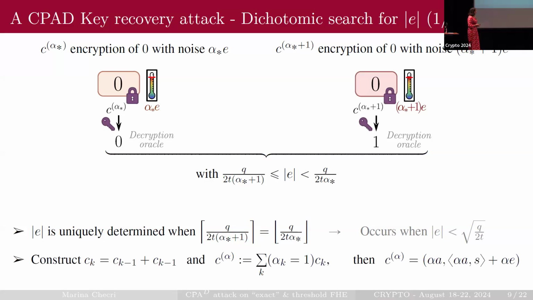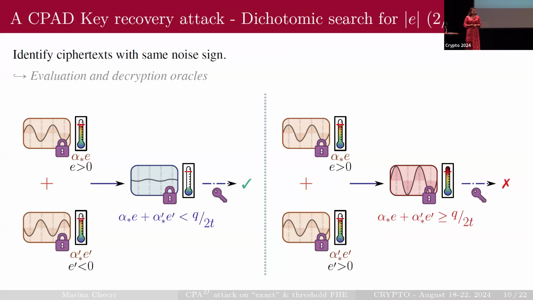Well, do you recall the Ck ciphertext from previously with noise 2 to the power of k E? We can simply sum the Ck ciphertext provided that 2 to the power of k appears in the binary decomposition of alpha, and then determine alpha star with a dichotomic search. Are we done? Well, almost. We just got the absolute value of the noise, and we now need to sort the ciphertext according to their noise signs.